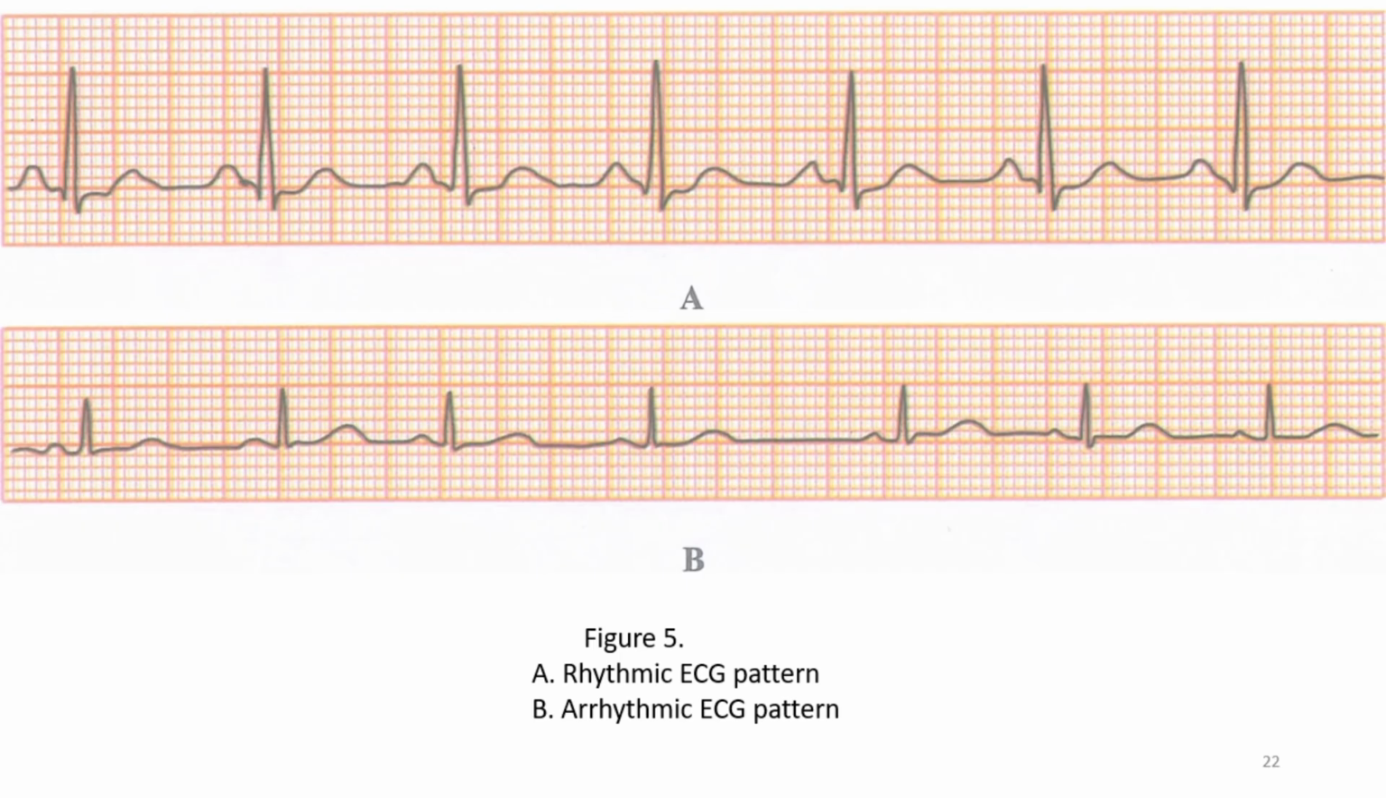Here you see two electrocardiograms, and in A you see a rhythmic electrocardiogram. The intervals between R waves seem equal, whereas if we look at the intervals in B, they don't look equal. For example, here about 3 large squares, and then here 4 large square intervals. So this is an arrhythmic electrocardiographic pattern here.